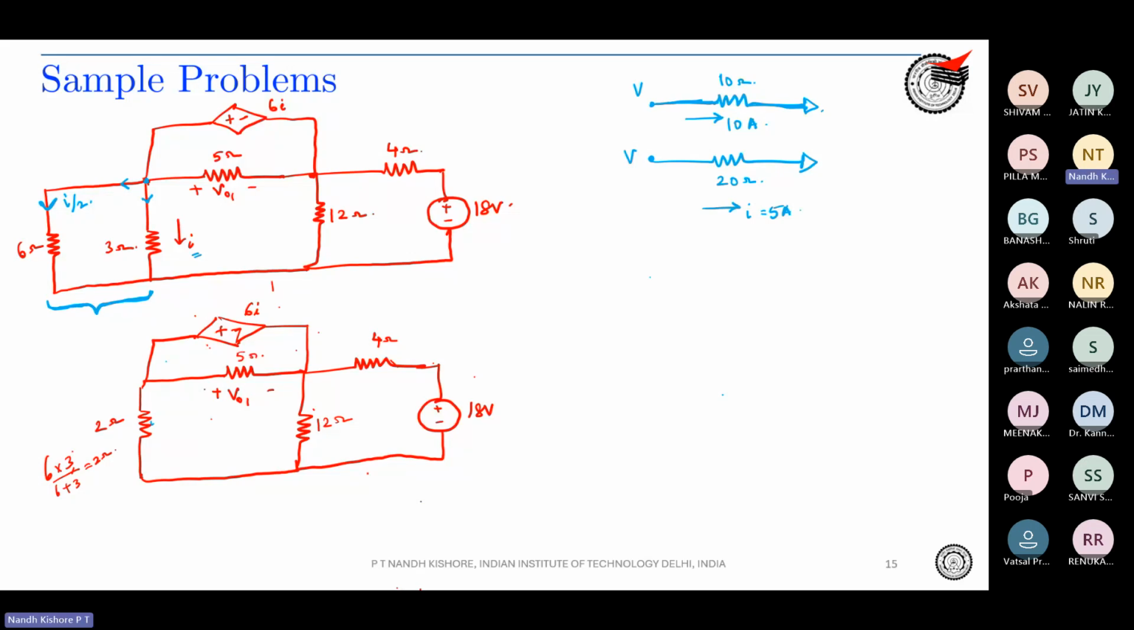So can you tell what will be the current that is flowing through the 2 ohm resistor? See, I simplified 6 ohm and 3 ohm into 2 ohm. 6 parallel to 3 is 2. You also told that there is a current I flowing over here, and through 6 ohm there is I by 2. So what will be the current that will flow through the 2 ohm resistor?